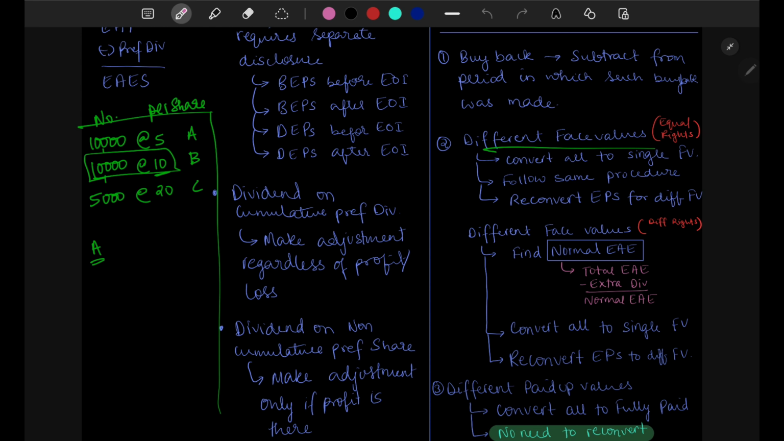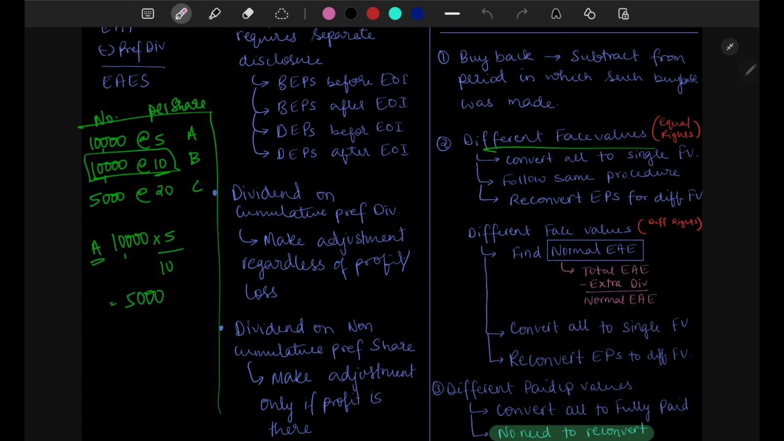So in case of A, how many number of shares? There are 10,000 shares at 5 rupees now, but we want it to be 10 rupees. So what will be the amount? It will be 10,000 into 5 divided by 10. So that is 5,000 shares.